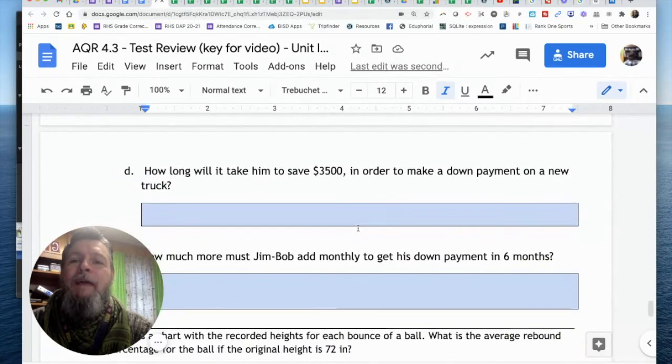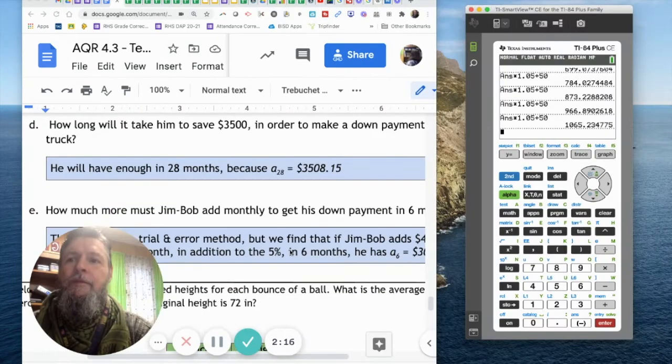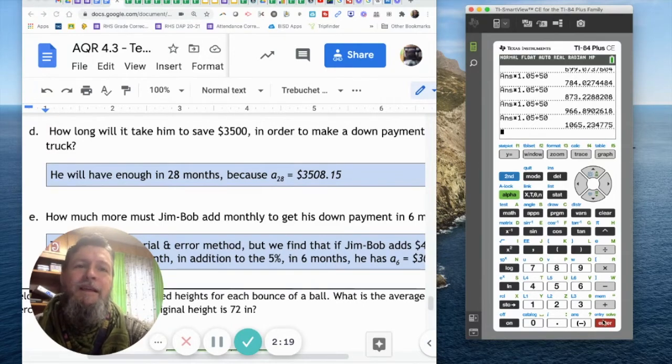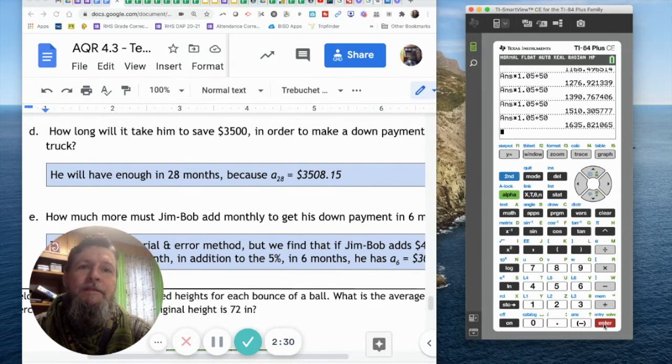And how long will it take to have $3,500 in order to make a down payment on a new truck? Well, you've got to just continue doing it until you get to $3,500. In 28 months, he'll have $3,508.15. Same thing, keep going. I'm at 12 months. We have to go until we get above $3,500. So it's 28, right? Let's see if that's correct. 12, 13, 14, 15, 16, 17, 20, 25, 26, 27. There it is right there, 28. $3,508.15. I rounded.